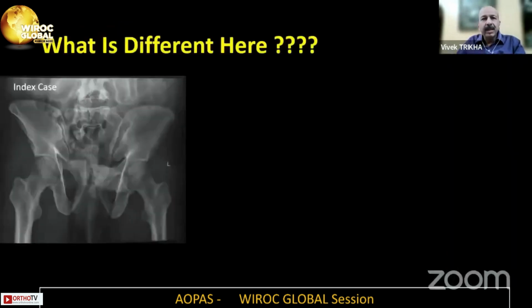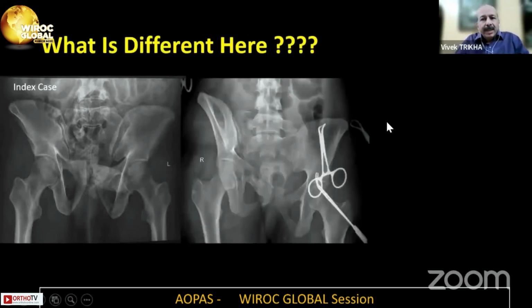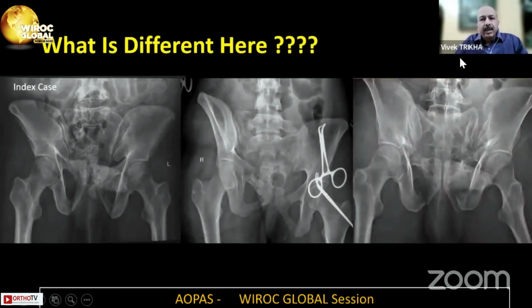So if I can say, if it was so simple, it wouldn't have been here. So what is different here? If we can see, this is the index case outlet view, which I am showing here. This is another case of a pelvis fracture. And this is another case of a pelvis injury. But if you see the sacrum in all the three, you can see the sacrum is slightly recessed in the pelvis in the normal one.